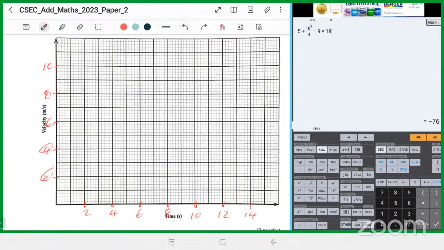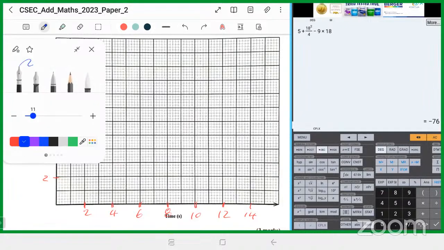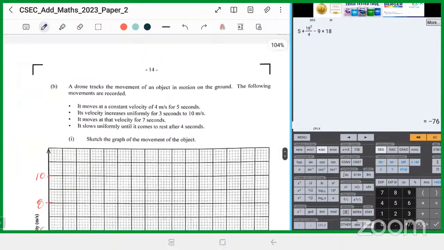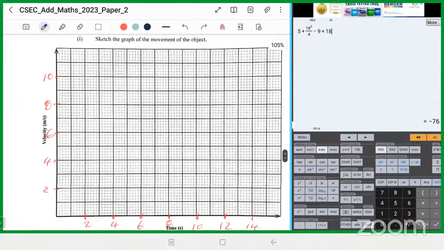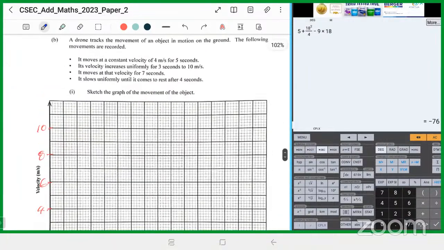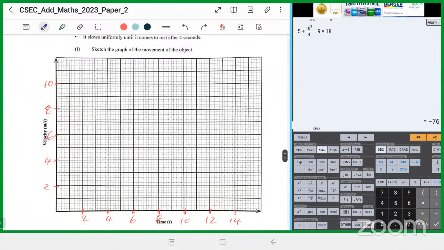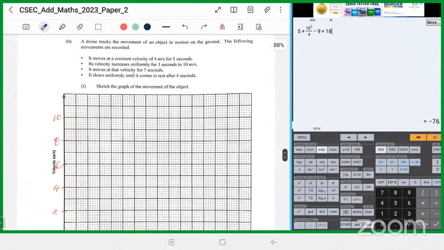Then I'm going to make a sketch. Let's do it in blue. Firstly, it has a constant velocity of 4 for 5 seconds. So when the movement starts, it's a velocity of 4, which is right here, for a time of 5 seconds. Hold on, I don't know. Maybe my scale is too big.